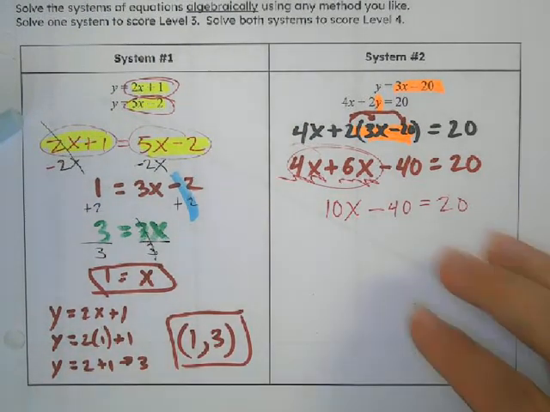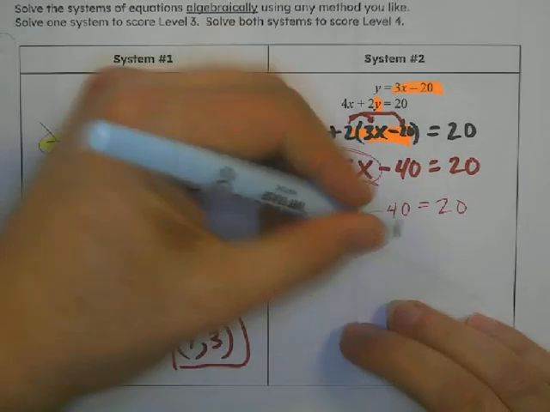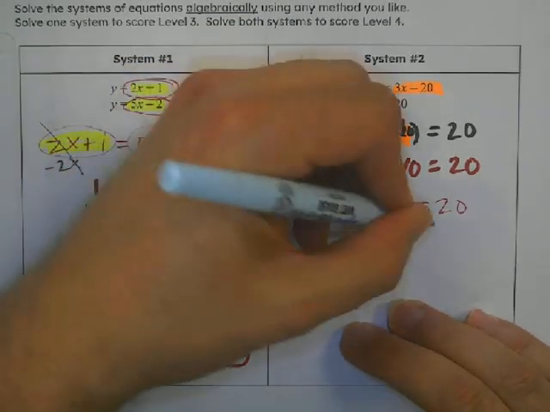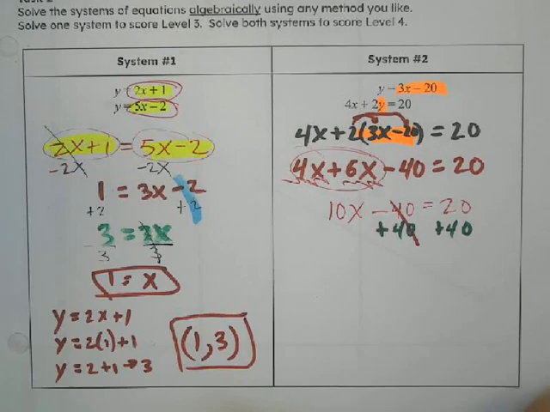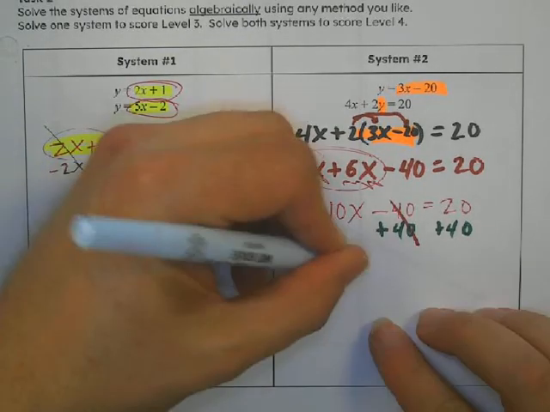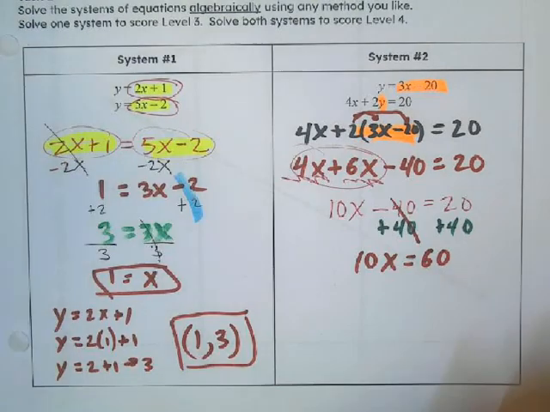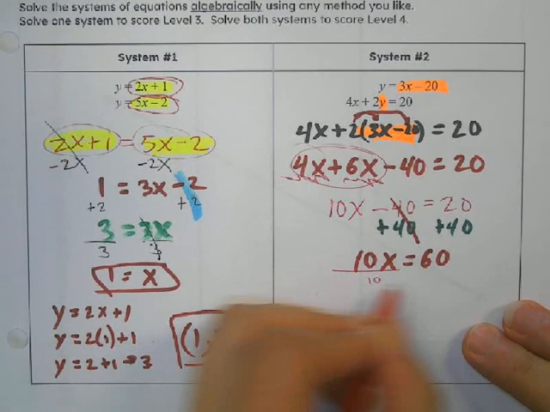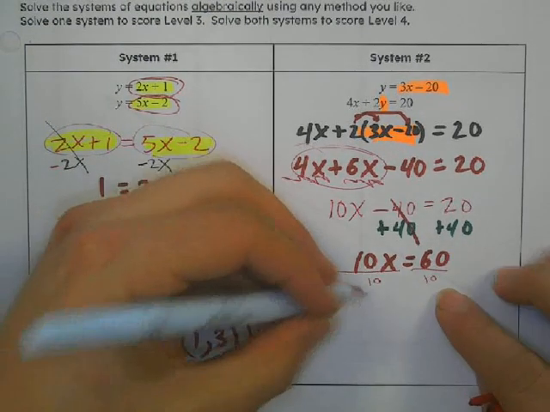Now I want to add 40 on both sides of the equal sign, and that makes this cancel out. So I have 10x, and 20 plus 40 is 60. Now I can divide both sides by 10, and I get 60 divided by 10, so x equals 6.